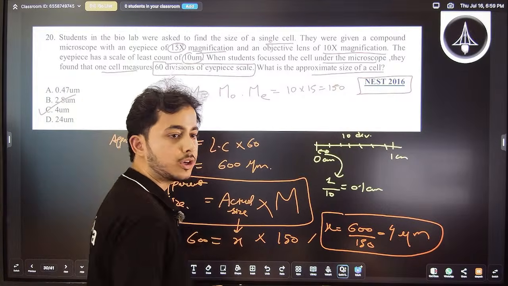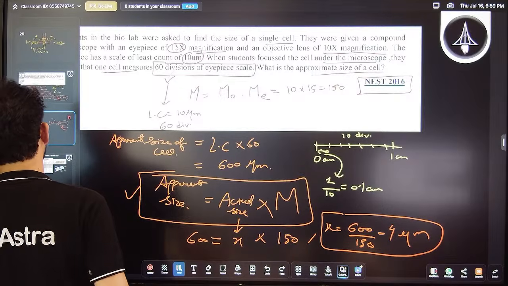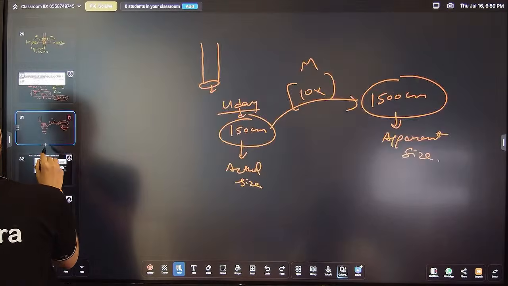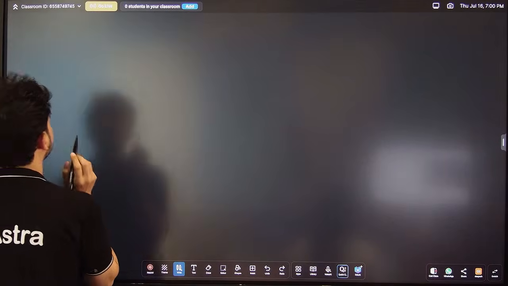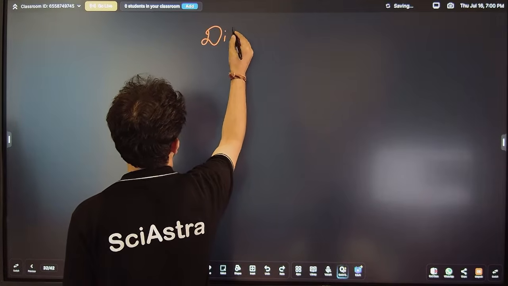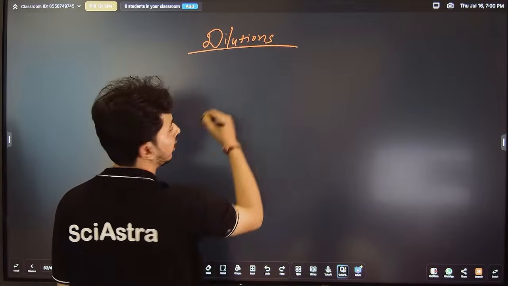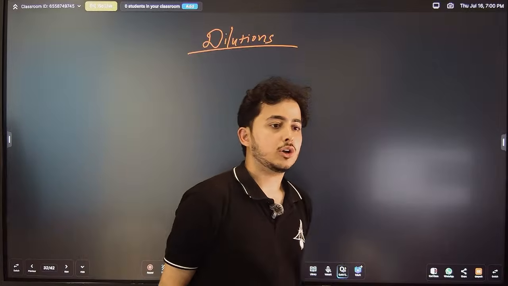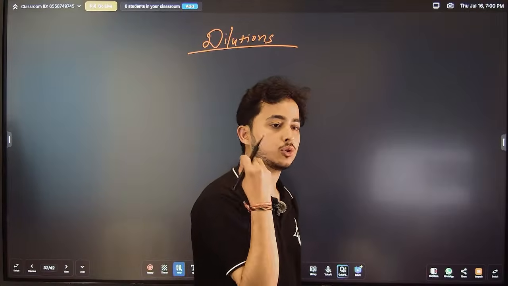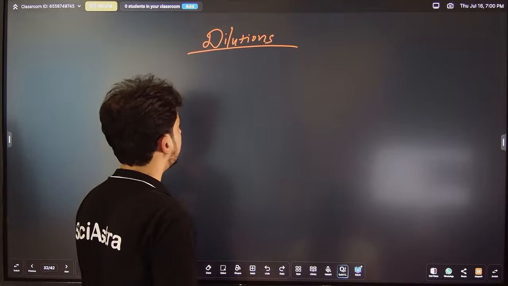Okay, clear. Good. I think we don't have much time to start the next topic, hemocytometer. But what we will do is see a basic thing that is required for this, that is dilutions: how to make dilutions. This will be helpful in a lot of your NEST numericals, and also if you are working in a lab, because this is something you will have to do every day.